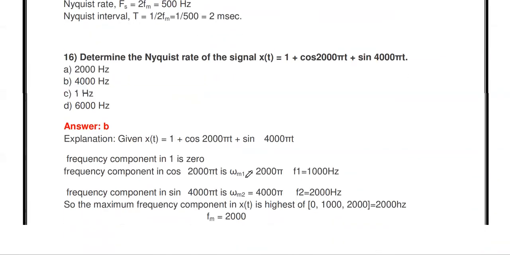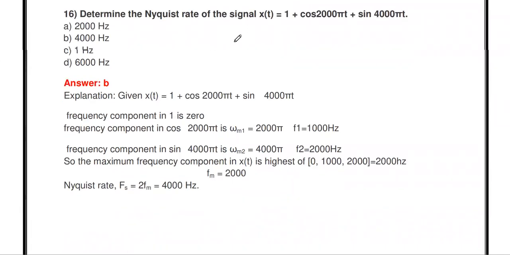Okay, so then you see the next question. Determine the Nyquist rate of the signal x of t equal to 1 plus cos 2000 pi t plus sine 4000 pi t. So in the previous two problems, the signal consisted of only one waveform. But here the x of t is a composite signal. It consists of the addition of three signals. One is the constant one. What does the constant one mean? It's a DC signal.